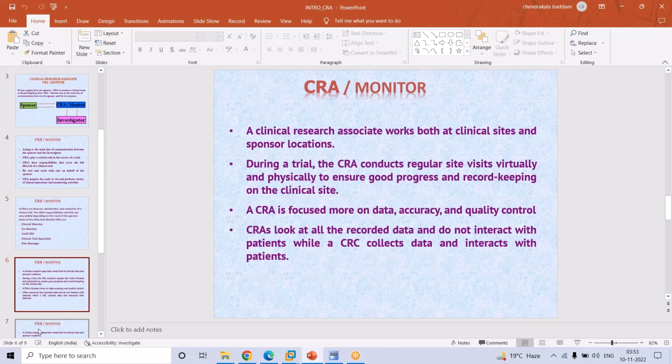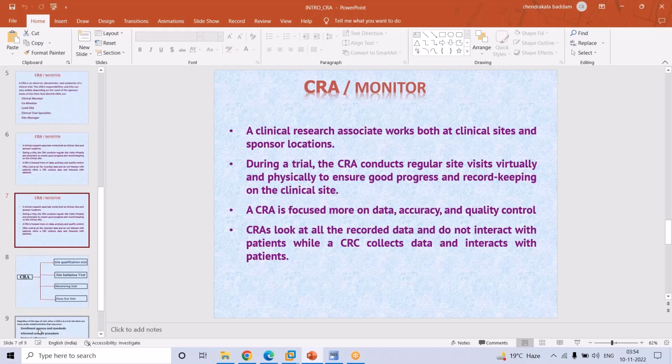So CRA is more focused on the data, accuracy, quality control. So CRA is more of looking at the recorded data which is already in the database. He will not interact with the patients. CRC will interact with the patients. Okay.